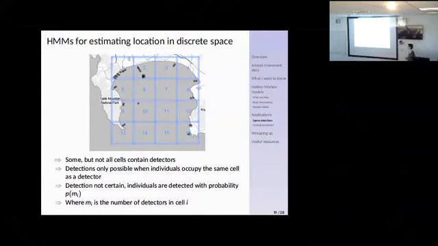Something to notice about this picture is that some cells contain detectors, but not all of them. So there are some cells in which you can't ever detect a shark. Detection is only really possible when individuals occupy the same cell as a receiver. And even so, detection is not certain because they're quite big grid cells, there aren't that many receivers in them, and they're also not evenly distributed. But because there are multiple receivers in each grid cell, you can detect individuals with a probability depending on the number of detectors in the cell, M_i. So you're more likely to see animals in cells with more receivers in them.